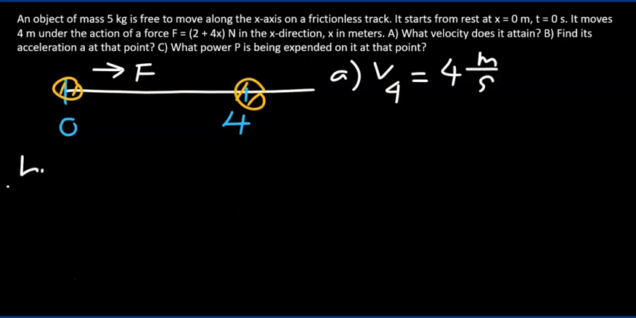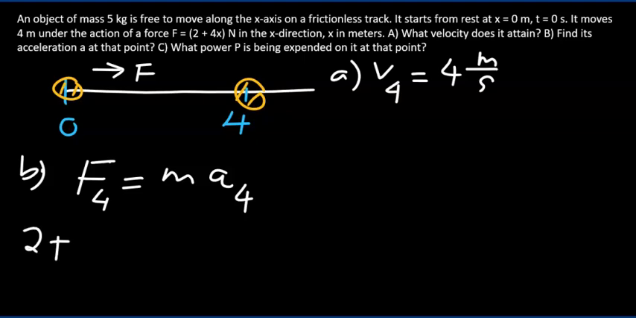Now let's do part B. Find its acceleration at that point. So the point here is x equals 4. Acceleration is related to the force in the following way. This is just Newton's second law. If you want to determine the acceleration at x equals 4, we need to figure out the force at x equals 4. And that is pretty easy. That is just 2 plus 4 times 4. Just substitute x equals 4 in that expression.